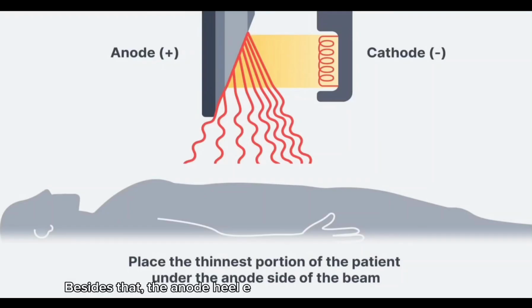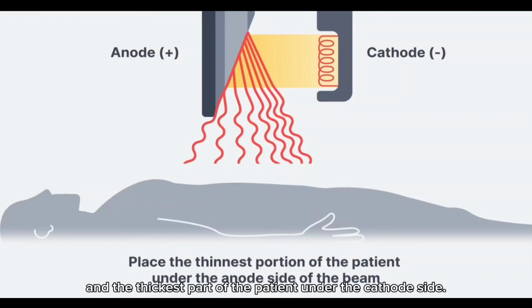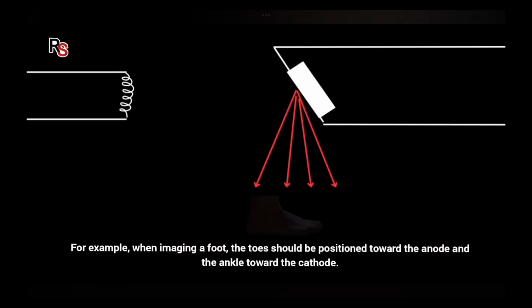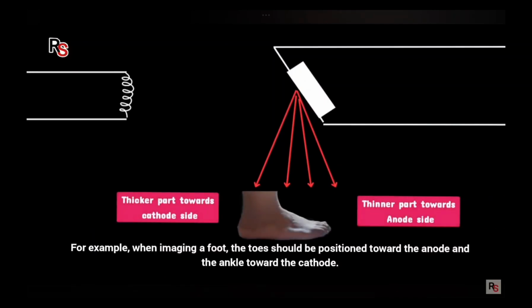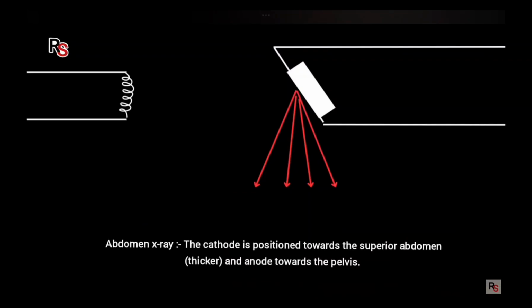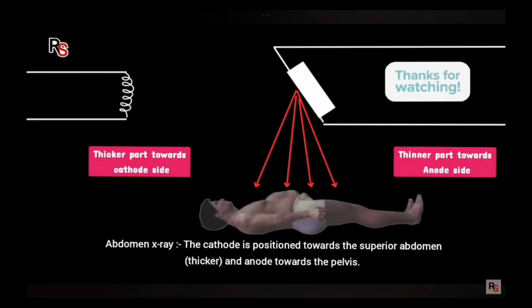Besides that, the anode heel effect can be used to our advantage by placing the thinnest portion of the patient under the anode side of the beam and the thickest part of the patient under the cathode side. For example, when imaging a foot X-ray, the toes should be positioned toward the anode and the ankle toward the cathode. As for the abdomen X-ray, the cathode is positioned towards the superior abdomen, which is the thicker part of the body, and the anode towards the pelvis.